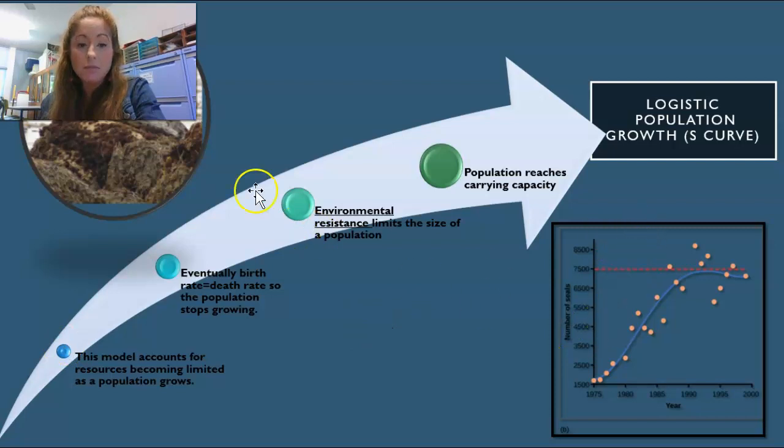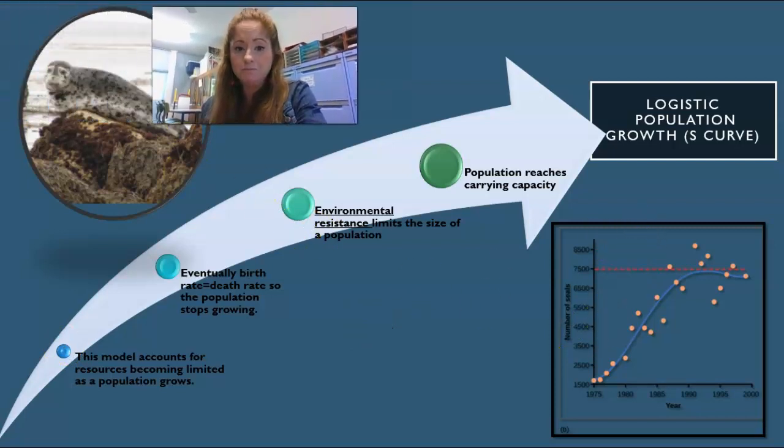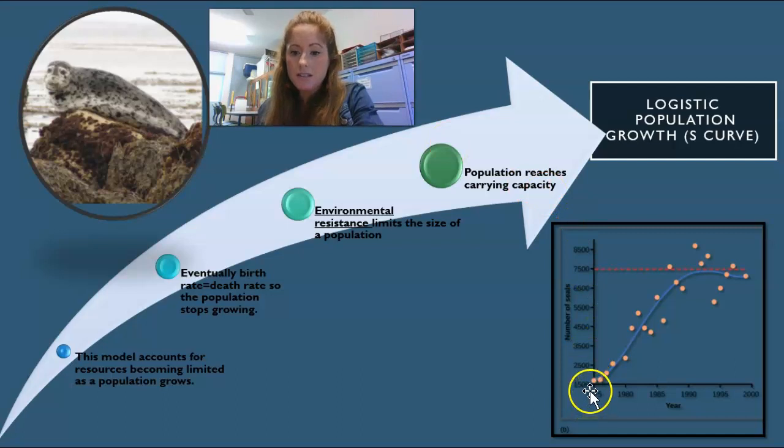Logistic growth looks a bit different. So here you can see these are the number of seals by year. And so they start to increase very quickly. And then something happens and they start to level off.